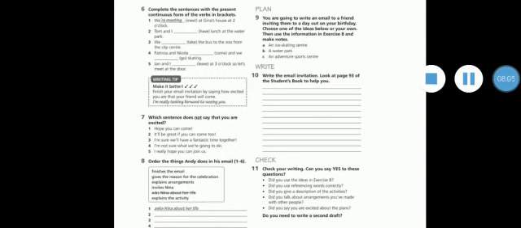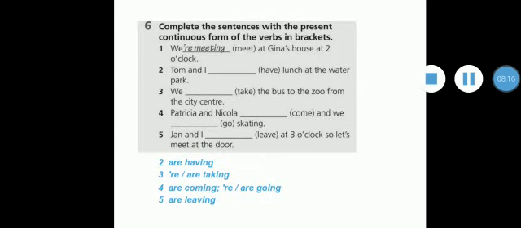Number one, we're meeting at Gina's house at 2 o'clock. Number two, Tom and I, here we have a compound subject, so are having lunch at the water park. Number three, we are taking the bus to the zoo from the city center. Number four, Patricia and Nicola are coming and we are going skating. The last one, Jan and I, compound subject, are leaving at 3 o'clock, so let us meet at the door.